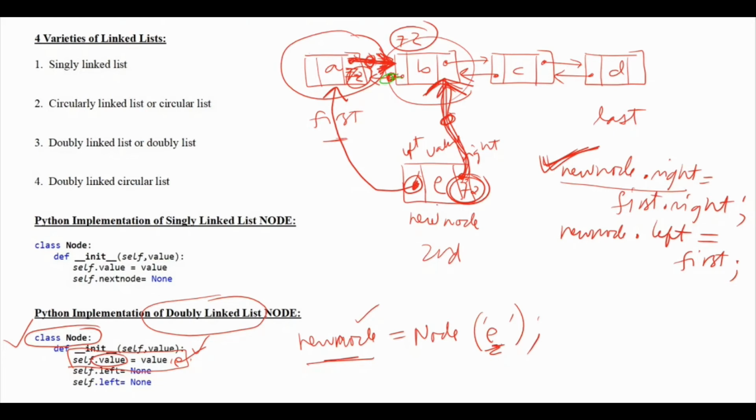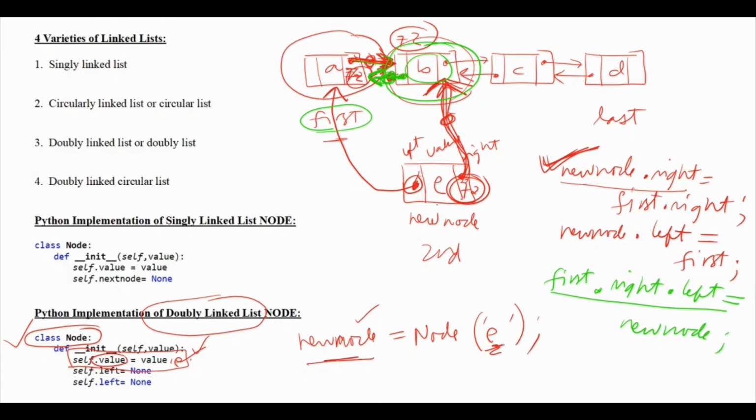Make this point to new node. So we would say, what is this pointer? Using first as the reference, we would say first dot right. First dot right is this one, which is this node, and the dot left of that is this pointer here, the left pointer of the node containing B. So this one is referenced as that. First dot right dot left gets, or we want this to be redirected to point to new node. So this is now pointing to new node.